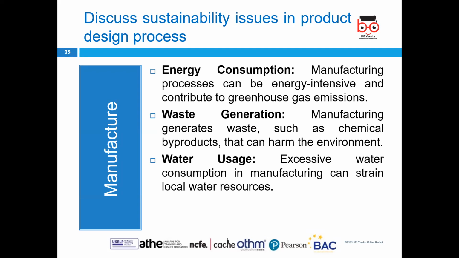Then during manufacturing, there are different issues which need to be considered for sustainability. So the first among them is energy consumption. So manufacturing processes can be very energy intensive and they contribute to greenhouse gas emissions. So this needs to be addressed quickly in order for the manufacturing operations to be sustainable. Then you have waste generation. So manufacturing generates a lot of waste. So recycling of this waste or proper waste handling is very important.